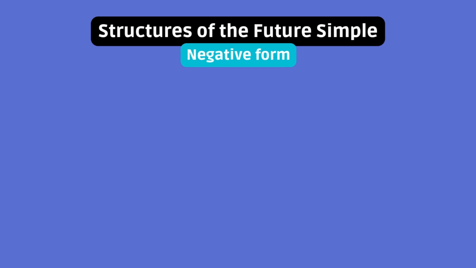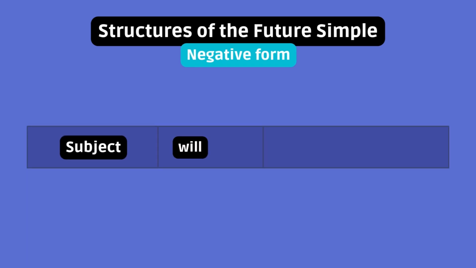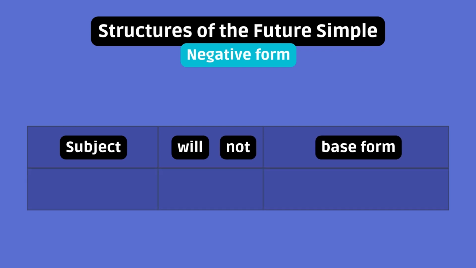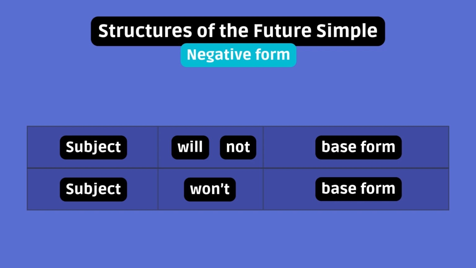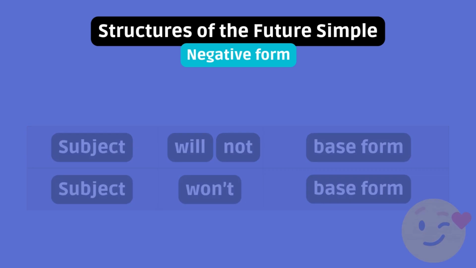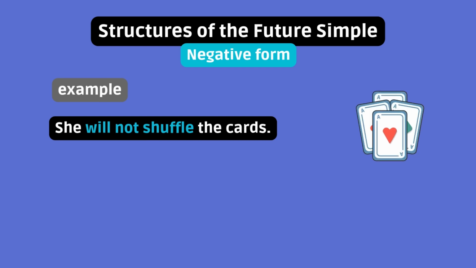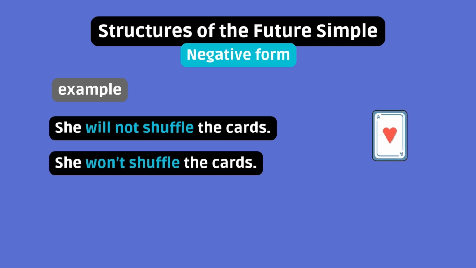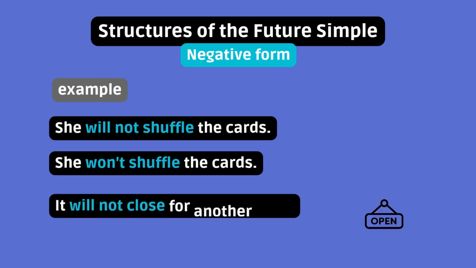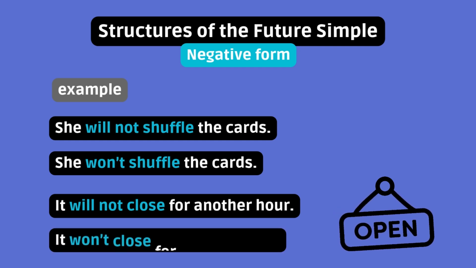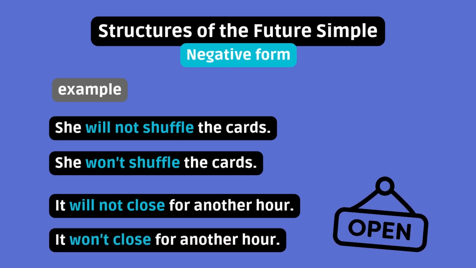Obviously, there's a negative form. Subject plus will plus not plus base form. Or subject plus won't plus base form. If you feel like using a contraction, no worries, it's free of charge. Example: she will not shuffle the cards. Or she won't shuffle the cards. It will not close for another hour. Or it won't close for another hour.